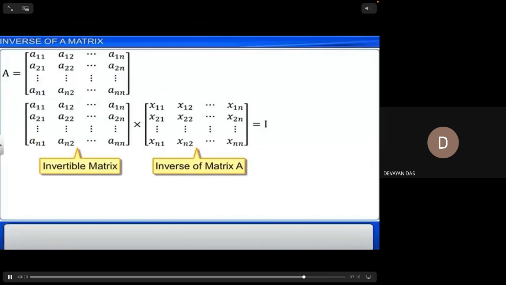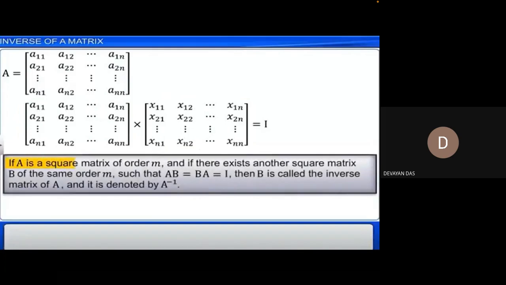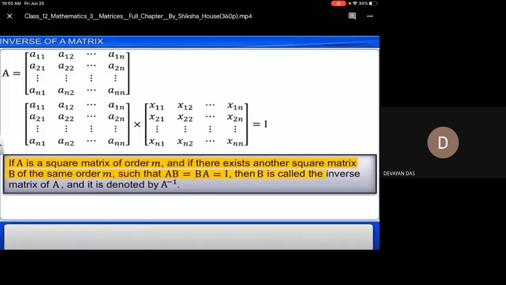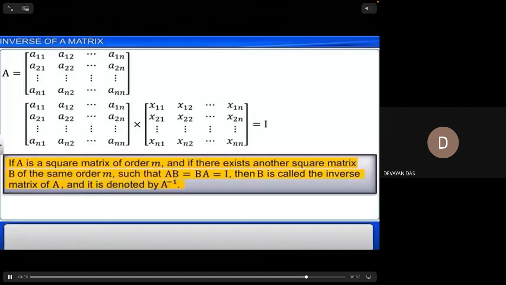Okay. Now how do we find the inverse of the matrix? Let us see here. So you see, if A is a square matrix of order m, and if there exists another square matrix B of the same order m, such that AB equals BA equals I, then B is called the inverse of A, and it is denoted by A inverse. So once again, see here.